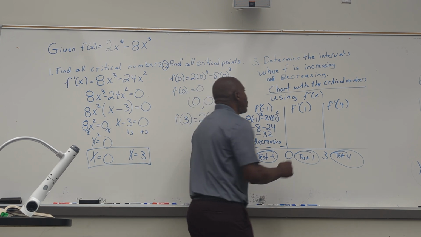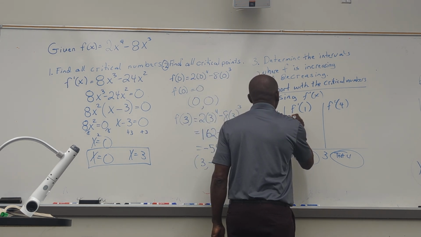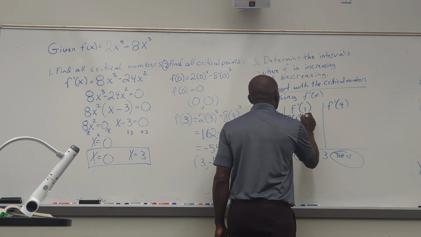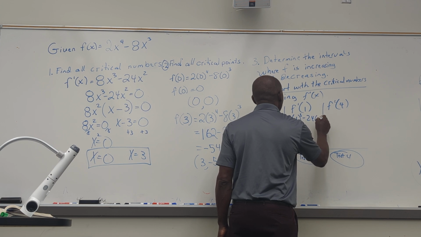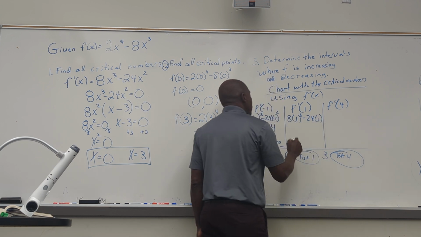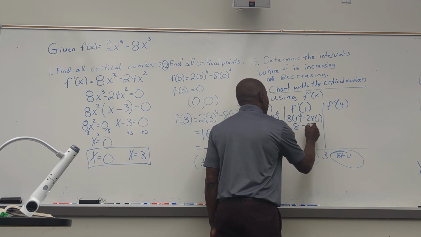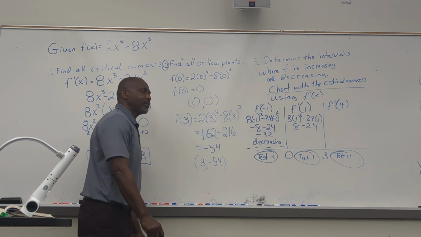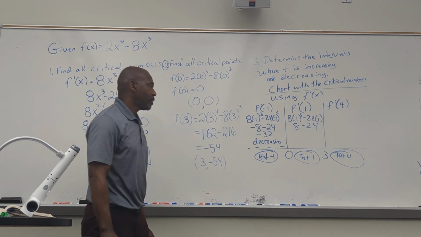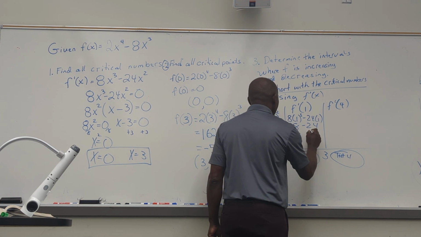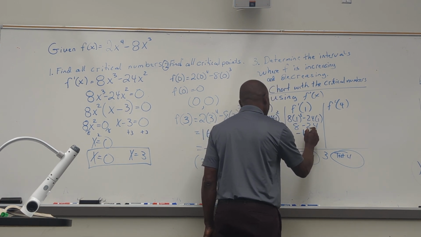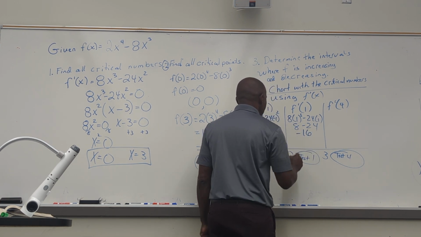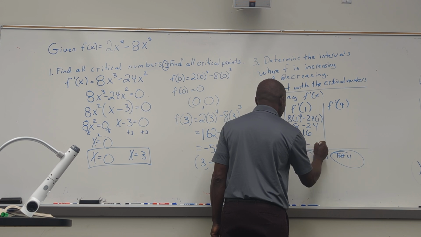Now if I put in 1, I have 8 times 1 cubed minus 24 times 1. So that's 8 minus 24. Is the answer positive or negative? That's negative what? What's the graph still doing?